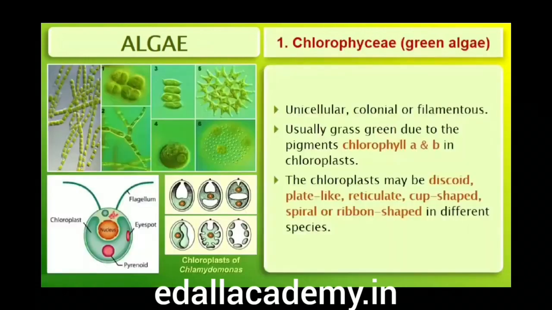3.1.1 Chlorophyceae. The members of Chlorophyceae are commonly called green algae. The plant body may be unicellular, colonial or filamentous. They are usually grass-green due to the dominance of pigments chlorophyll a and b. The pigments are localized in definite chloroplasts. The chloroplasts may be discoid, plate-like, reticulate, cup-shaped, spiral or ribbon-shaped in different species.